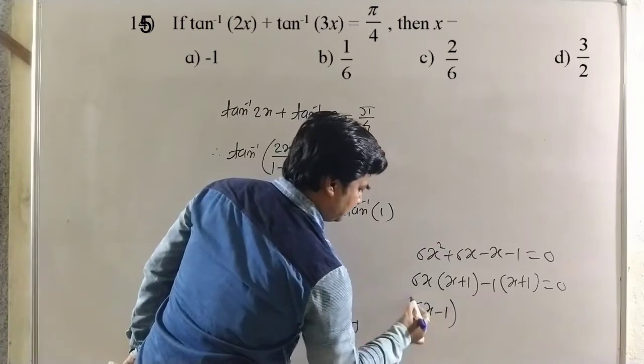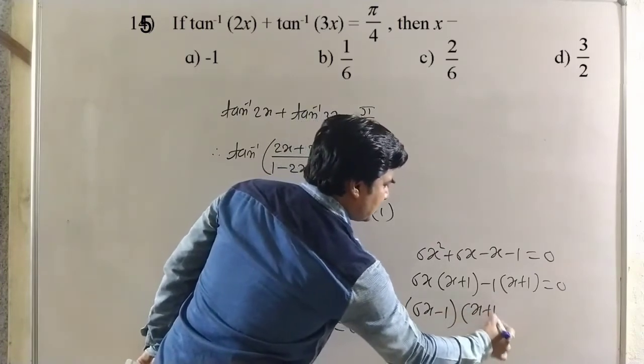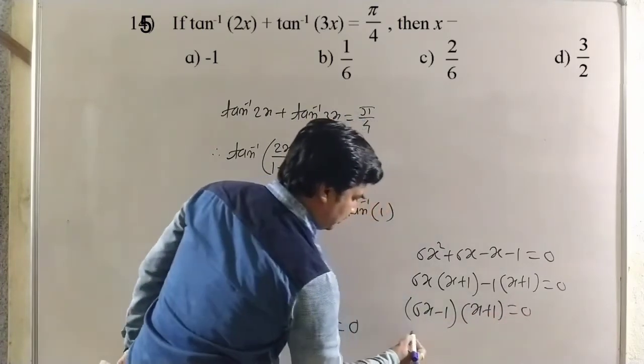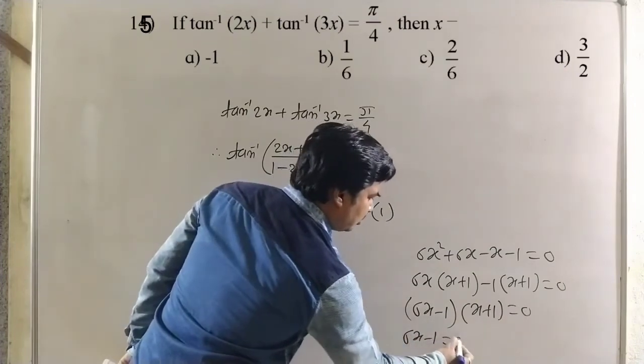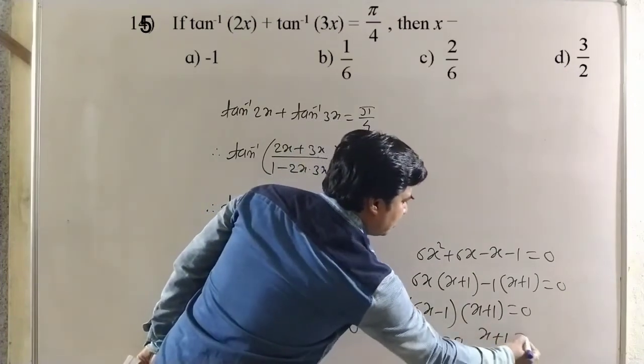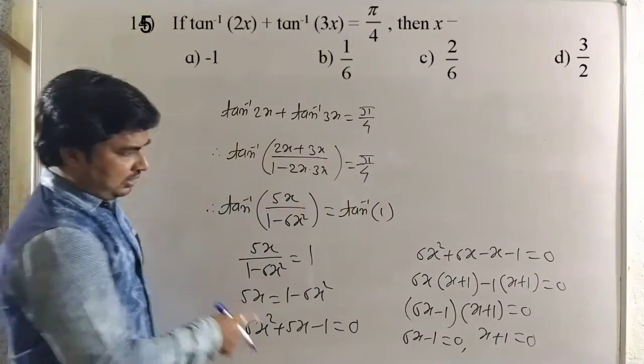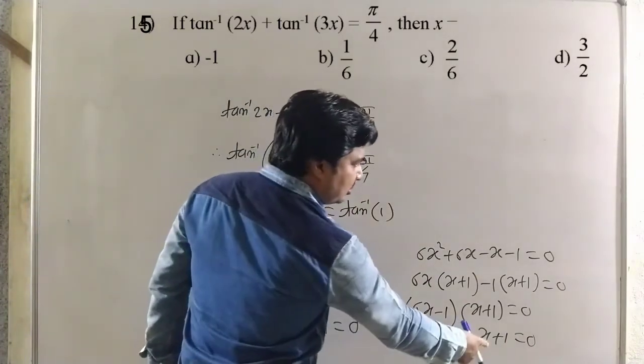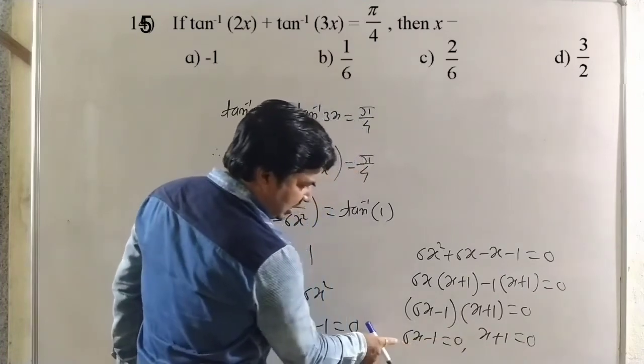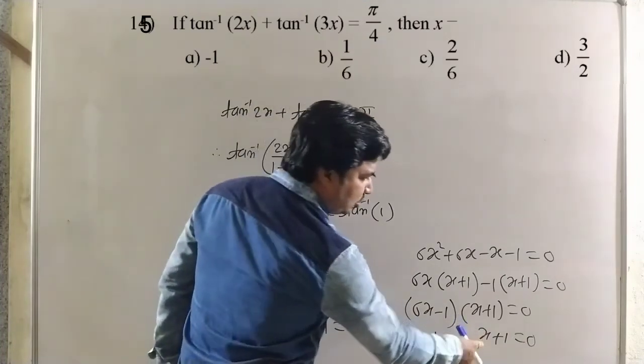Then it is (6x minus 1)(x plus 1) is equal to 0, and therefore 6x minus 1 equal to 0 or x plus 1 equal to 0. That means x is equal to 1 by 6 and x is equal to minus 1.